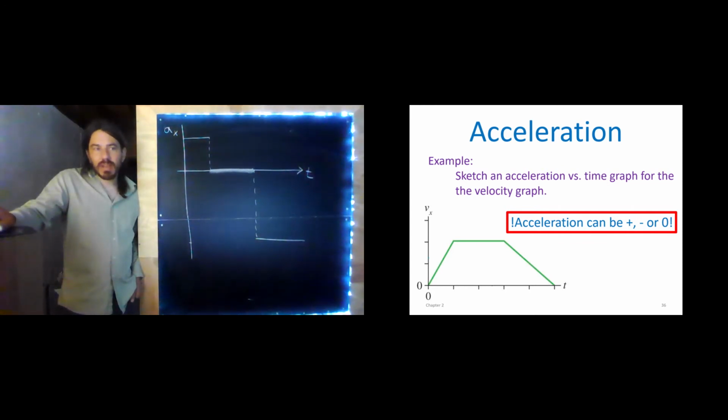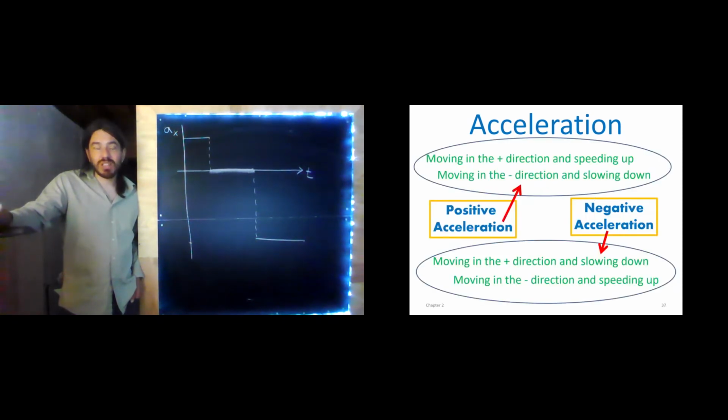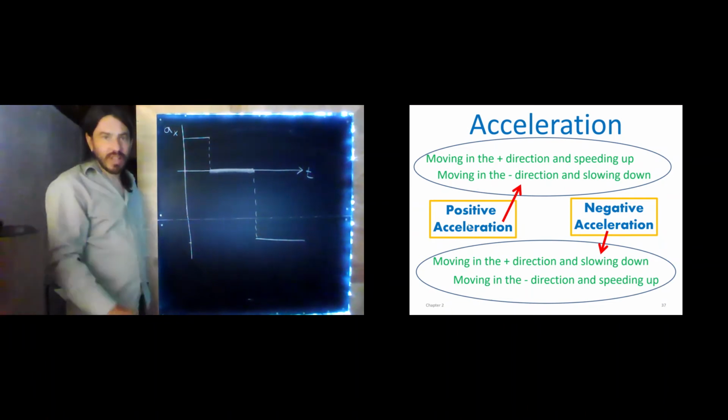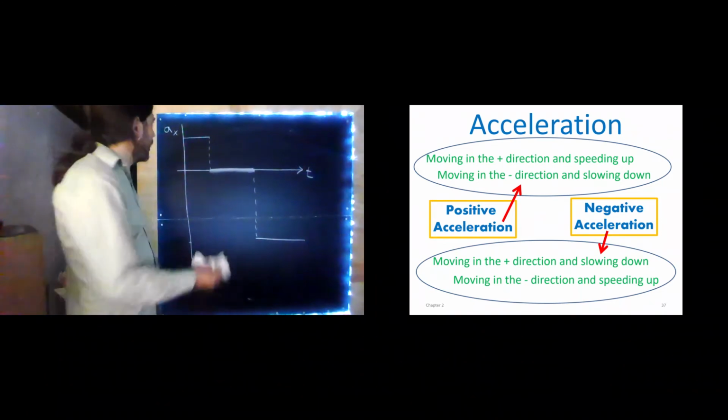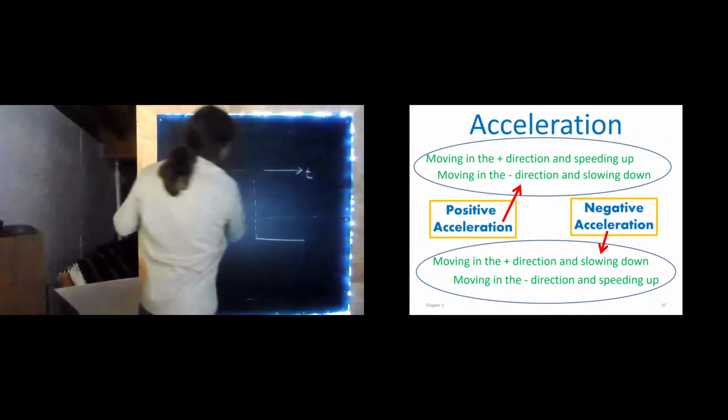This is one of the misconceptions that is challenging to get students to overcome. The idea that a positive acceleration means speeding up and a negative acceleration means slowing down. It's just not true. It really depends on the signs, right? A positive acceleration is something that is moving in the positive direction and speeding up, whereas something moving in the negative direction and slowing down can also have a positive acceleration. And let me give you a quick example of that.